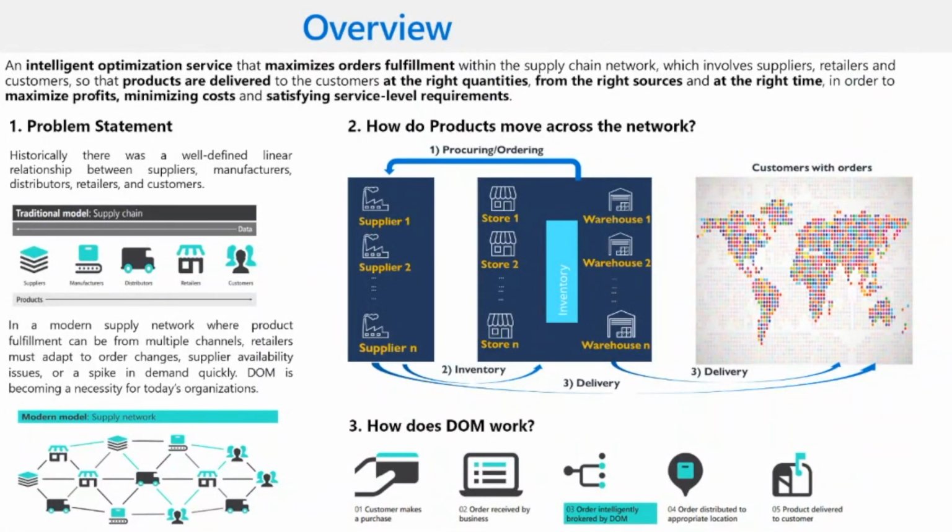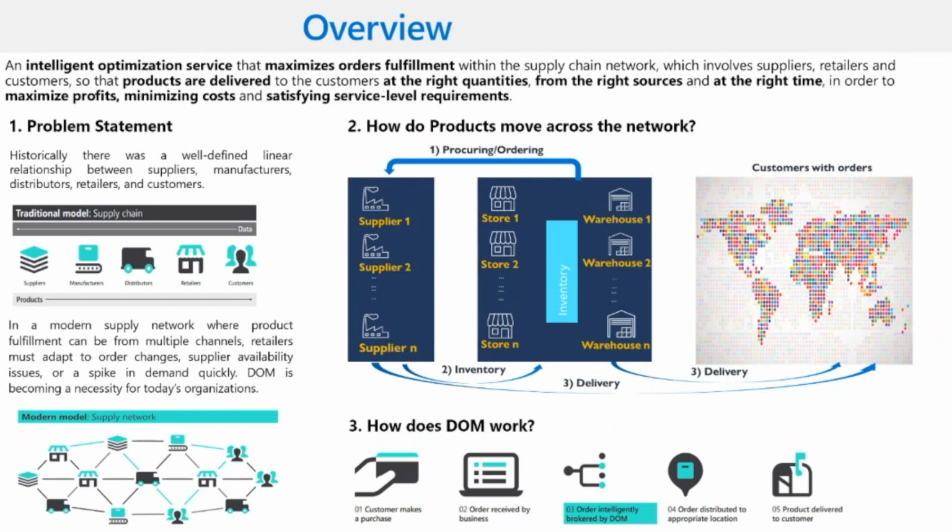Basically, distributed order management is an intelligent optimization service that uses mixed integer programming to maximize order fulfillment while minimizing costs within the supply chain network. Historically, there was a well-defined relationship between suppliers, manufacturers, distributors, retailers, and customers. With the modern supply chain network, where product fulfillment can be done from multiple channels, retailers must adapt to order changes, spikes in demand, and supplier delays and changes.